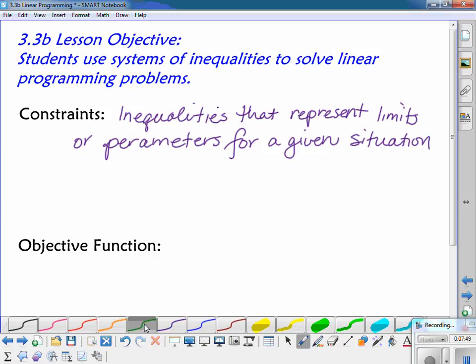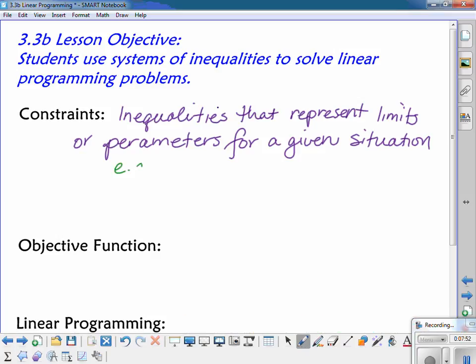So, for example, if you're working on a project and I tell you that your costs can't exceed $100, that means you have a limit on how much money you can spend, right? So how would you show that with an inequality? If I use C for costs. It has to be less than 100. Could it be exactly 100? Yeah, it could go up to it. So it would be less than or equal to 100. So that would be a constraint for a situation where your cost couldn't exceed $100. Does that make sense? Okay.